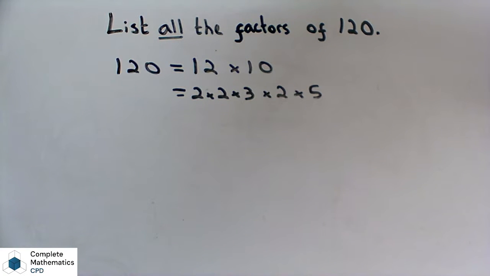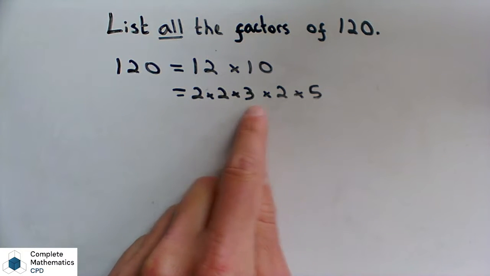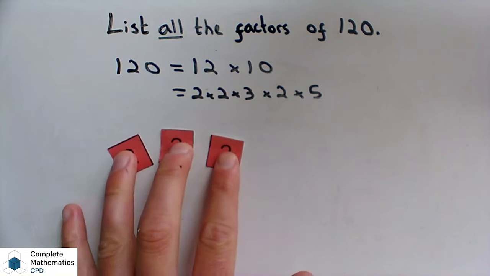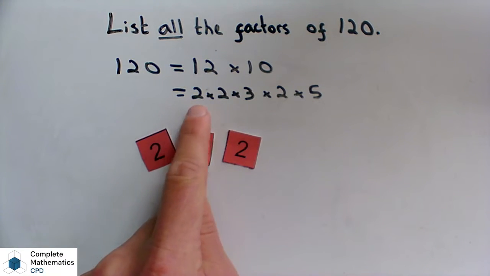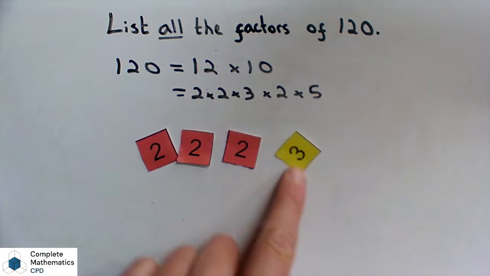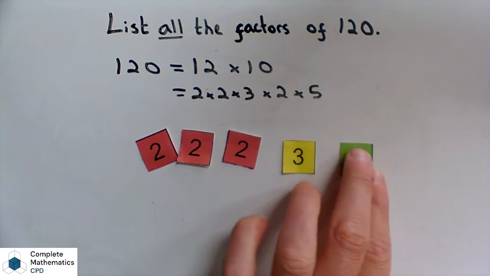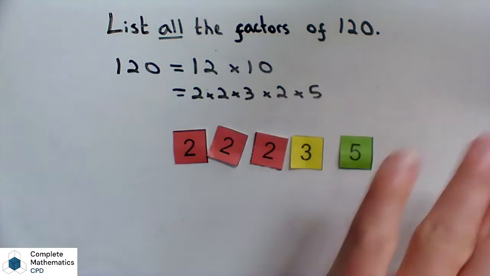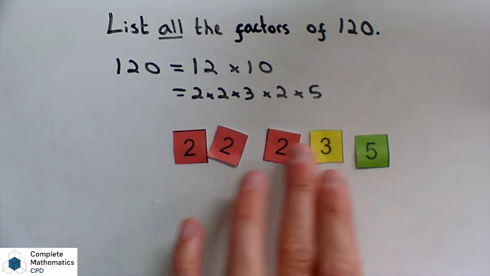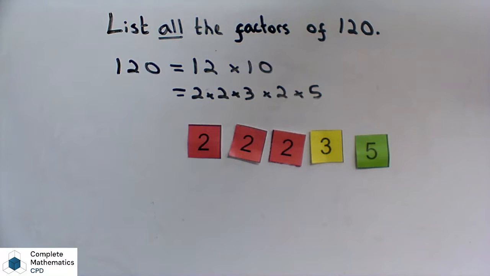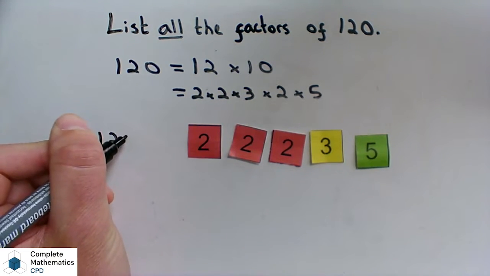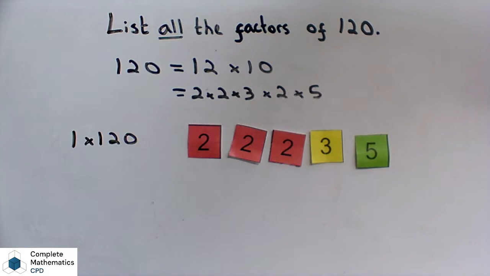Now at this stage, what I like to do with my students is cut these out onto little pieces of card, and if you want to, you can colour code them as well. So I've got my 3 2s here, 2, 2, 2, and I've got a 3 and a 5. And the ability to move these around the page now helps when we're listing all these factors. So let's start with 1 times 120. That's the obvious first one because every single number has a factor of 1.